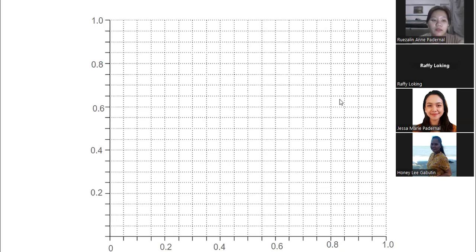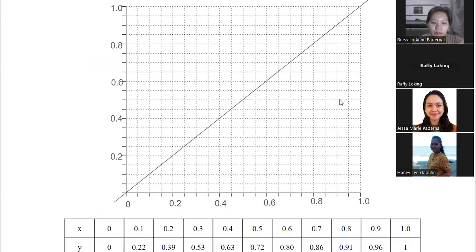So here we have our grid, which we have labeled from 0 to 1. Before plotting our x and y points, we first create a center line, which will be the basis or the bottom line of our curve.